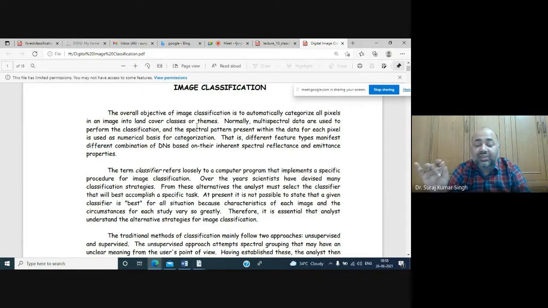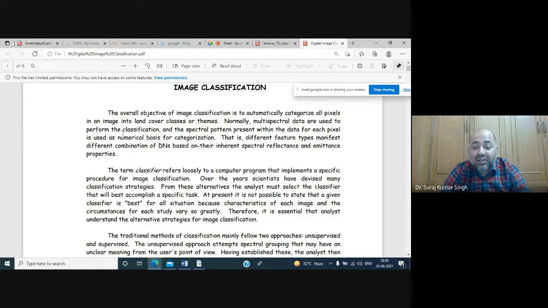Now the sensing of the object is done in the form of digital number. Now you have to classify this digital number that is in the form of pixels to get a classified image. So the image classification operation performs assigning of each pixel to a particular land use land cover category. Normally, multispectral data are used to perform the classification. When you want to classify an image, generally it's tough to classify a panchromatic image because all the things will be seen in black and white.